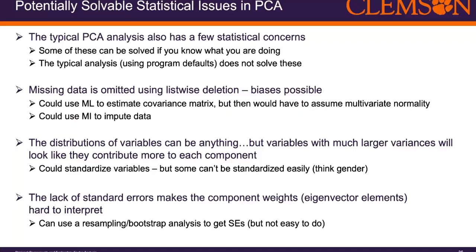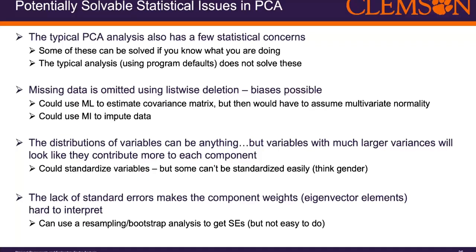Second, the distributions of variables can be anything, right? There's no distributional assumptions given, but variables with much larger variances will look like they contribute more to each component. So you could standardize your variables. That might be an easier process to do. There are many methods where that is sort of required.